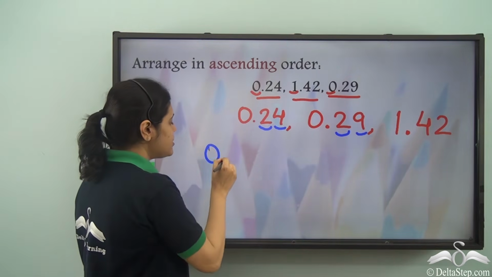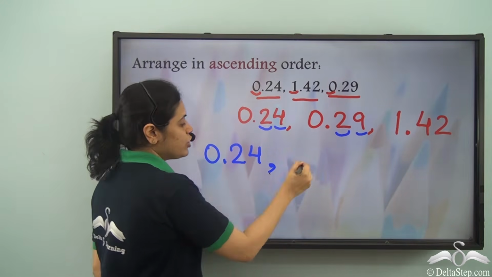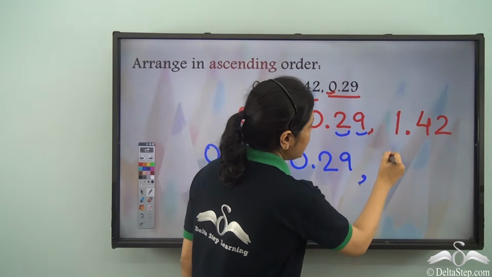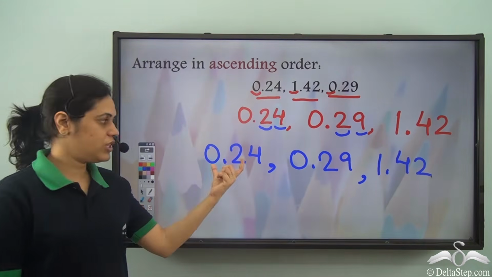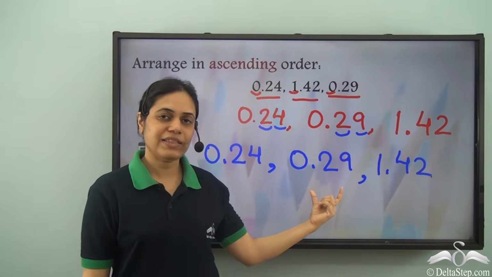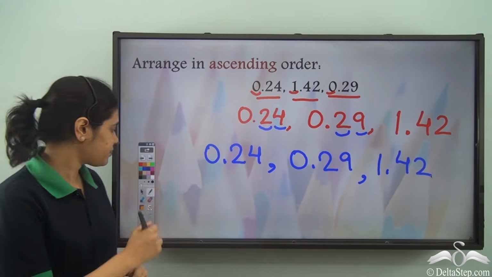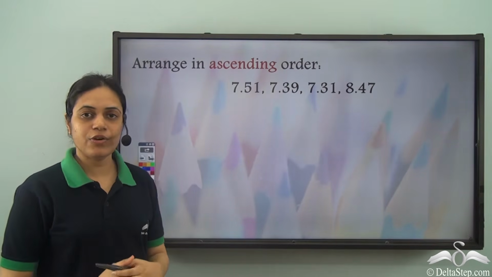So the numbers arranged in ascending order are 0.24, 0.29 and 1.42. So this is smaller than this is smaller than this. Now can you arrange these in ascending order?